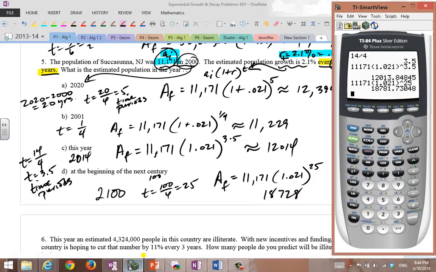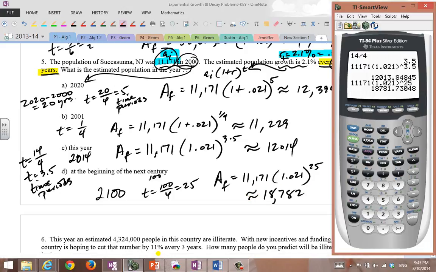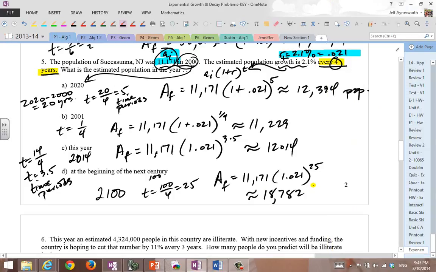18,782 people. Let me double check that. Oops, I wrote it backwards. How about 82 people here? There we go. Okay, let me just triple check that. 18,782. Good. That's after 100 years. So these growth formulas and decay formulas can be used in a variety of different situations, my friends.